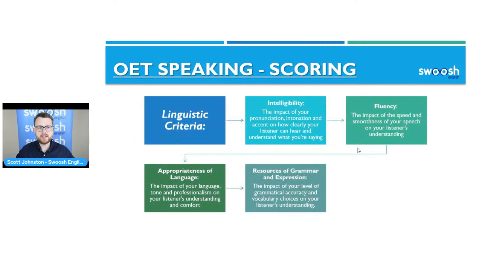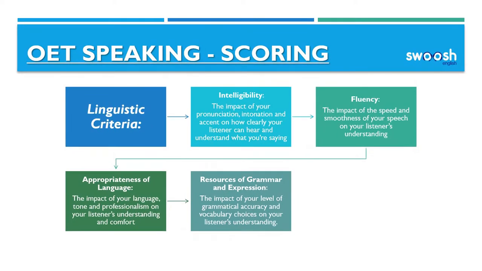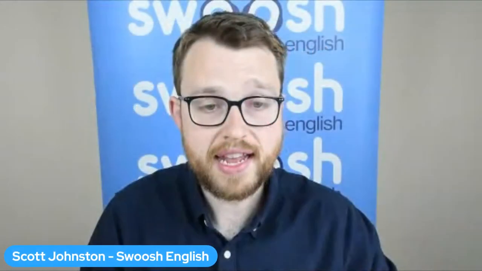So let's just go into some of the criteria very briefly. I'm going to give my overview of what they are and what you can do to score as highly as you can in each section. So I'll bring this full screen so everyone can see nice and clearly. So for linguistic, we have intelligibility, fluency, appropriateness of language, and resources of grammar and expression. So intelligibility is the impact of your pronunciation and your intonation and accent on how clearly the listener understands you. So you're thinking about your pronunciation, you know, the various sounds that you can produce in the English language.